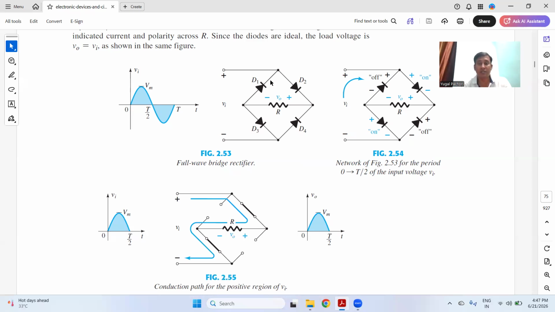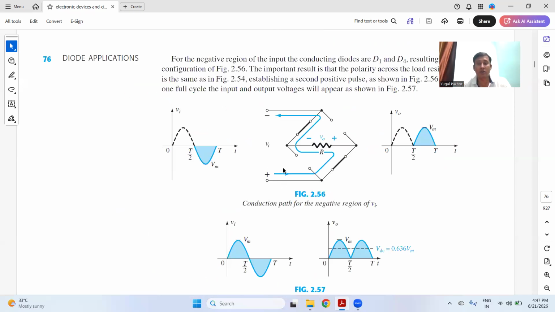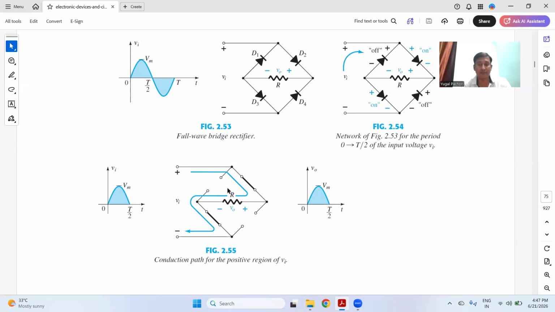So in the positive half cycle, D2 will be on and D3 will be on, whereas D1 and D4 will be off. So you will get the output as a positive half cycle. This is the condition of the positive half cycle. You can take a screenshot of this to understand it further. You can see D2 is on, this is D2, and this is D4, D3. So D2 and D3 are on, and you are getting the output as the positive half cycle.